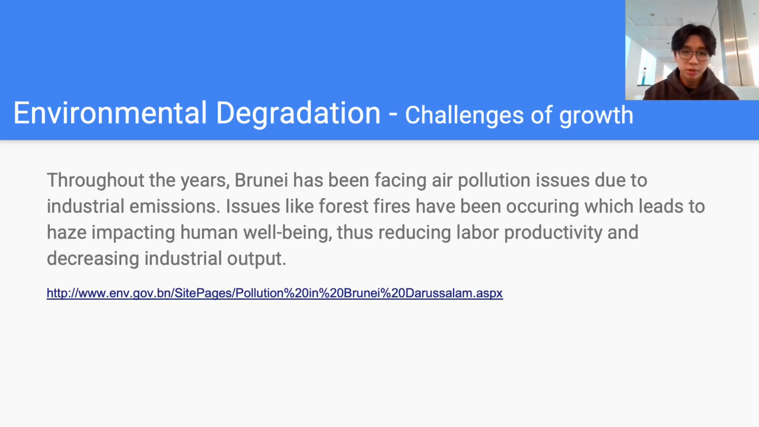Over time, Brunei has faced challenges related to air pollution arising from industrial emissions. Incidents such as forest fires have been recurring, resulting in haze that affects human health and thus reduces labor productivity, which also causes a decline in industrial productivity.